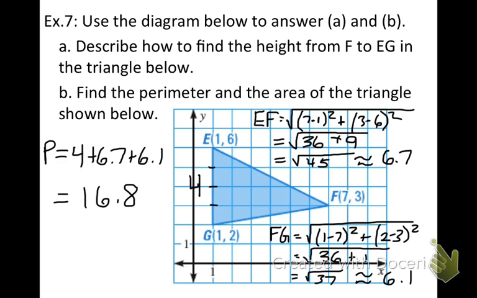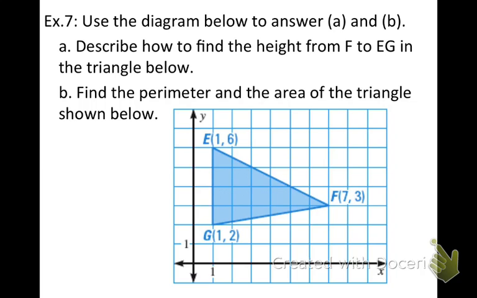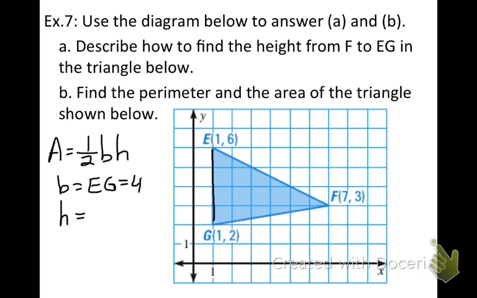Okay, now for the area of the triangle, we know that the area is 1/2 the base times the height. We can call EG our base, and we already know that its length is 4. The height we figured out in part A of this question, which is this distance here, which we calculated to be 6. So now it's just a matter of plugging in 1/2 times 4 times 6, and that gets us our answer, 12.